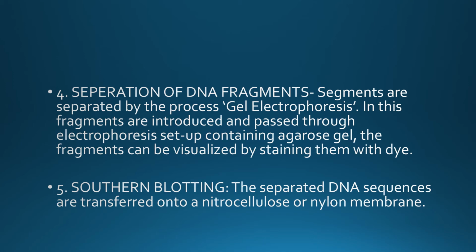The technique is called gel electrophoresis. Now the fifth step is Southern blotting. The separated DNA sequences are transferred onto a nitrocellulose or nylon membrane. From the agarose gel they need to be shifted, so they are shifted to the nitrocellulose membrane.